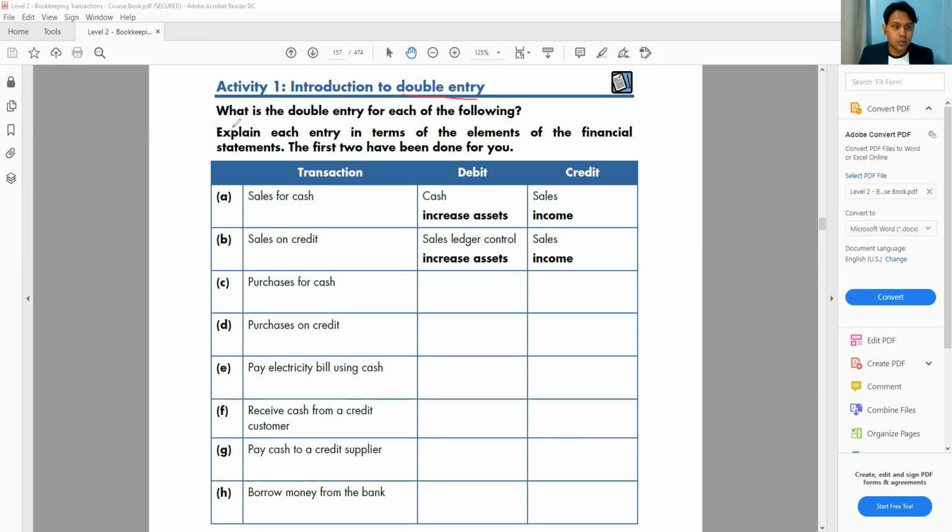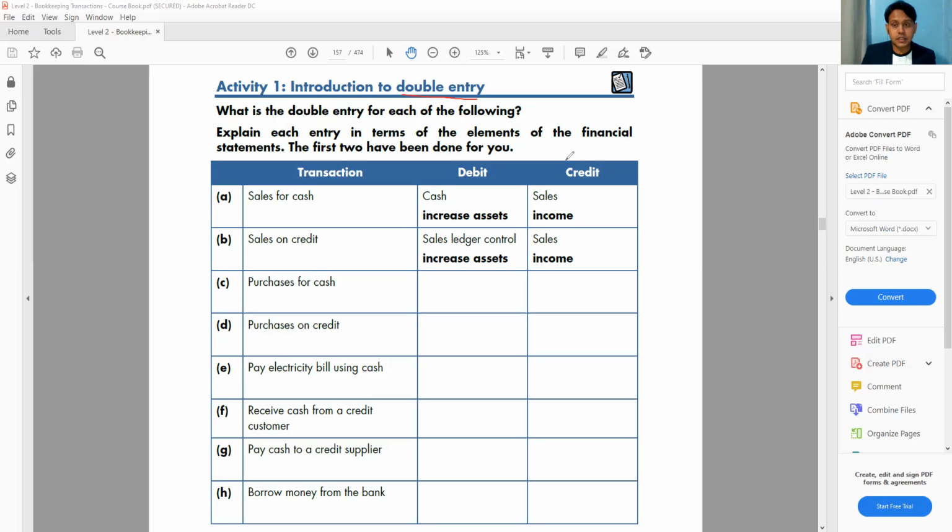The next one says, what is the double entry for each of the following? Explain each entry in terms of the element of the financial statement, and the first two have been done for you. So they said we have to do all these transactions, and the first two they have already done for us. These are number A and B. Now in real life, if you work in a company, you have to say this is asset, this is liability, and you have to know what is debit and credit.